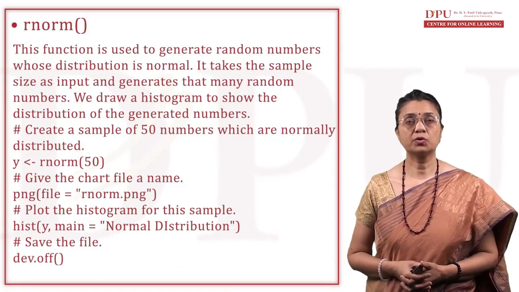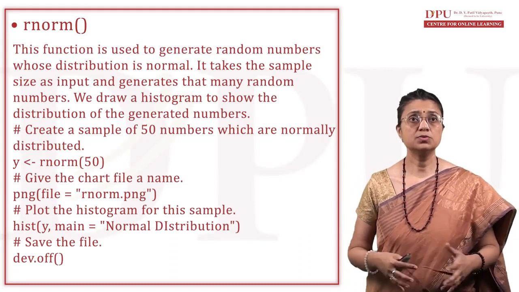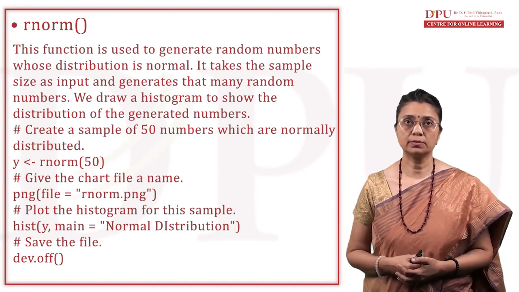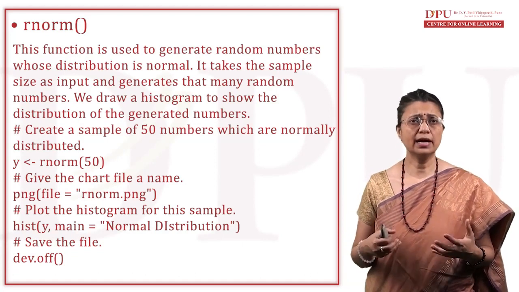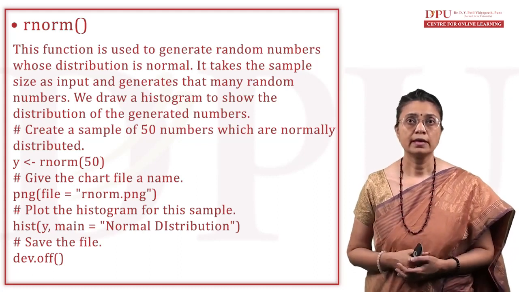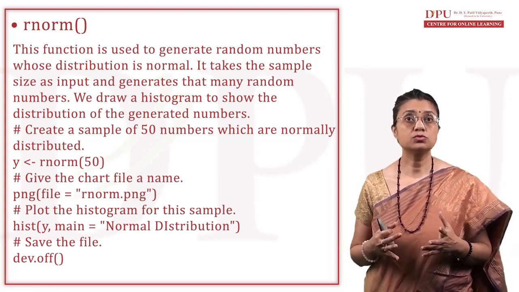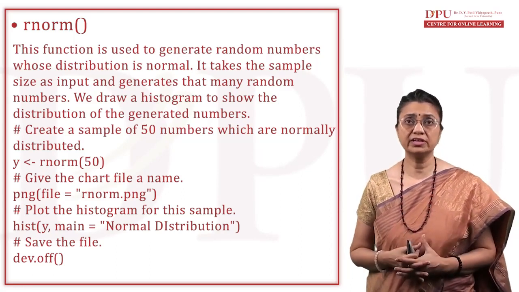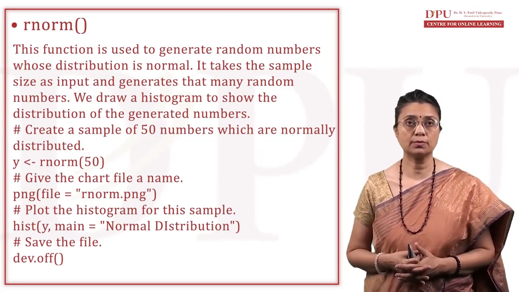Now let's talk about the rnorm function. This function is used to generate random numbers whose distribution is normal. So basically, suppose I have to generate random numbers and the distribution is normal. In that case, I will use the rnorm function. Now, first of all, let's understand when we can generate random numbers whose distribution is normal.